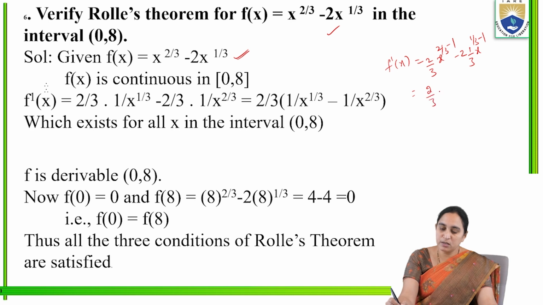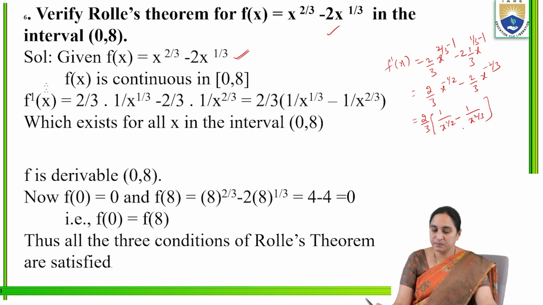That is 2/3 into x^(−1/3) minus 2/3 into x^(−2/3). Here 2/3 is common. I'll write it as 2/3 into (1/x^(1/3) − 1/x^(2/3)).